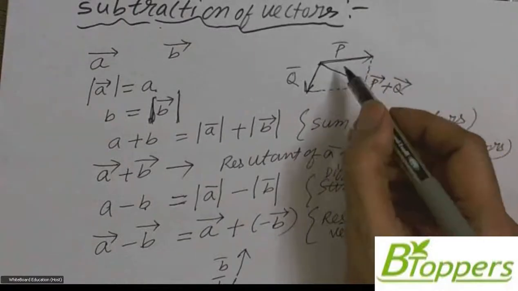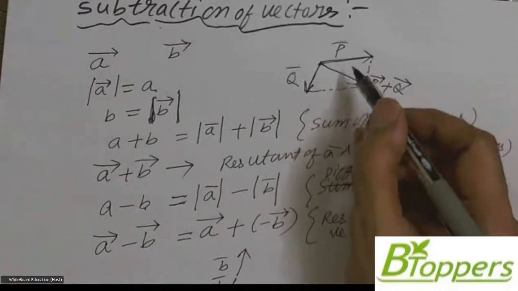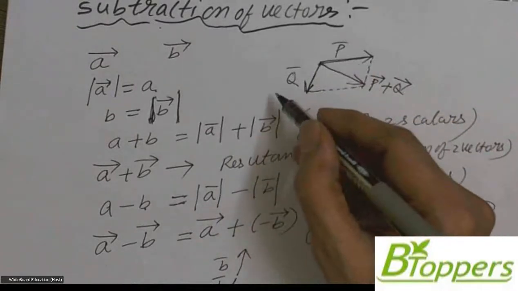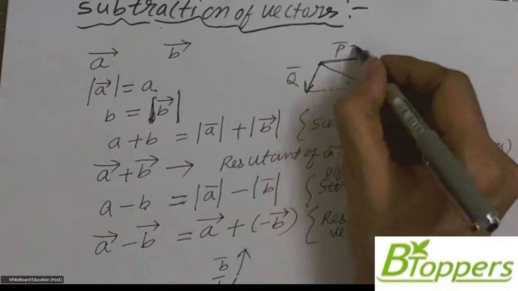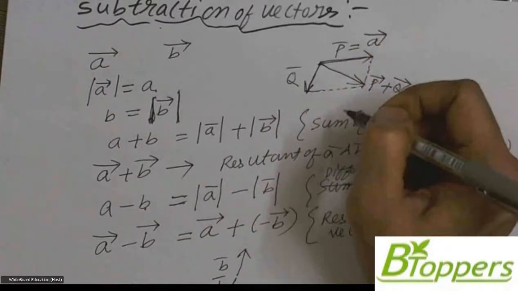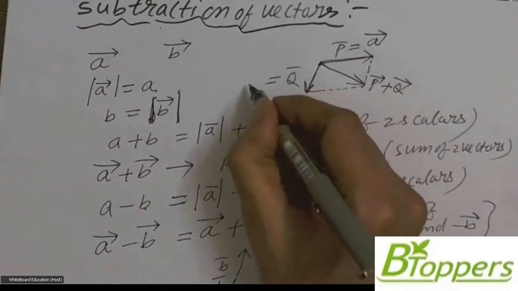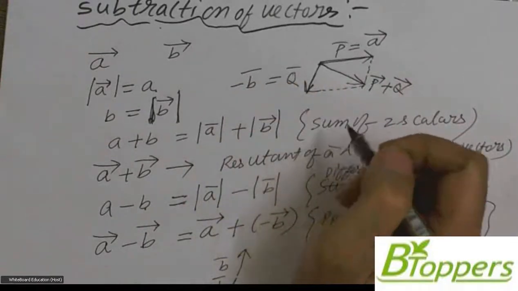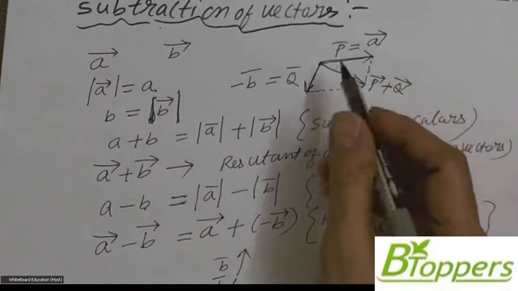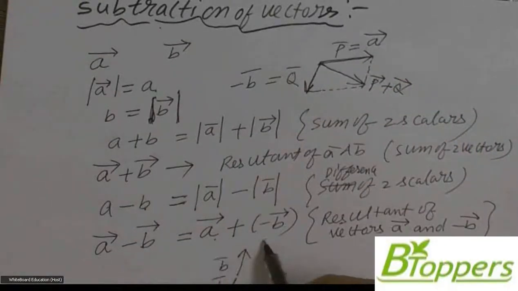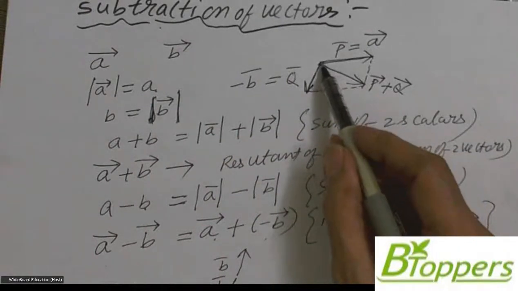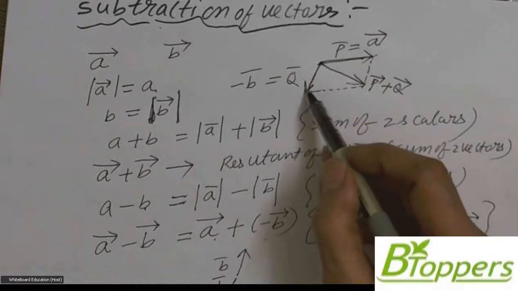So we are going to apply the same parallelogram law of addition of vectors to find the difference of vectors A bar and B bar. In place of P bar, you have the vector A bar here. In place of the second vector Q bar, you have the vector minus B bar. So to find the vector sum or resultant of A bar and minus B bar, we have to construct a parallelogram by representing the two vectors A bar and minus B bar by the adjacent sides.